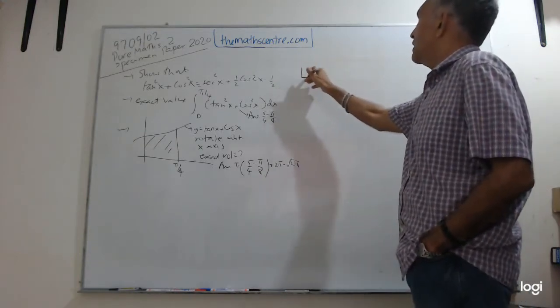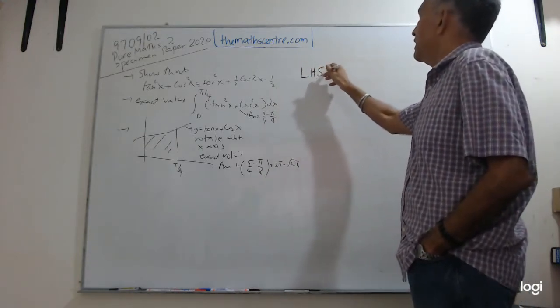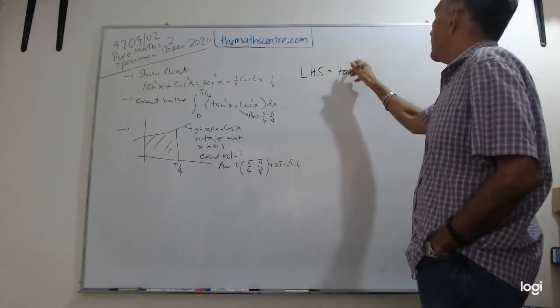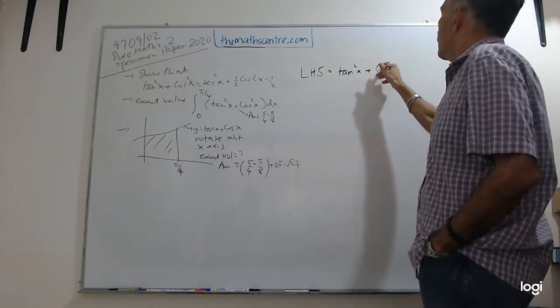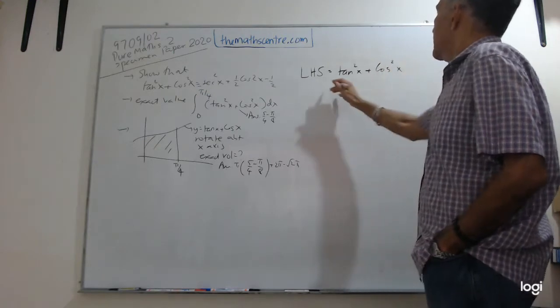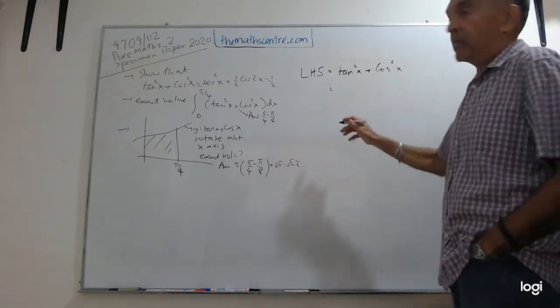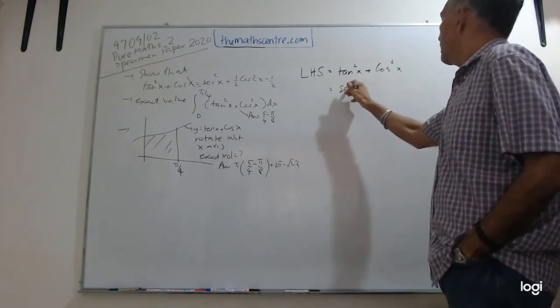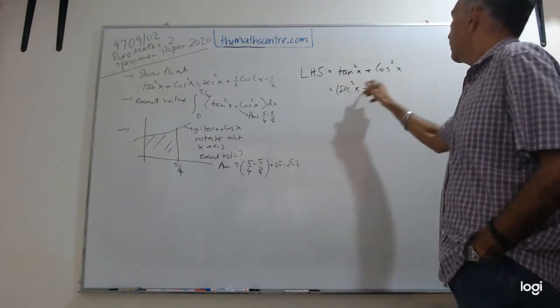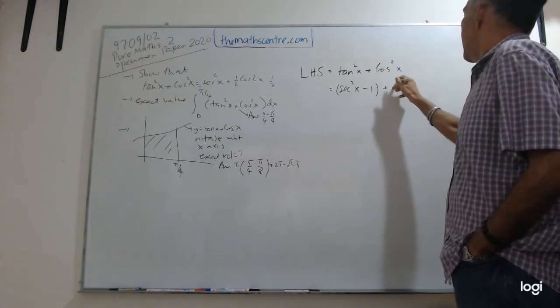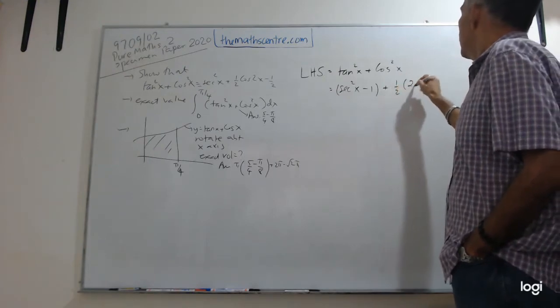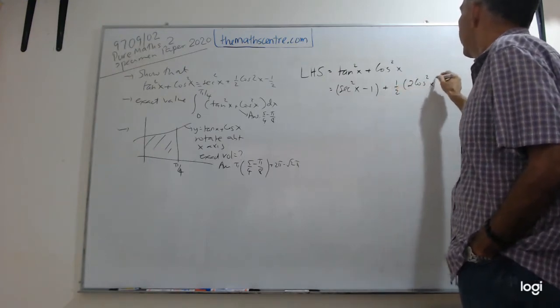So let me start. My left hand side is tangent squared x plus cos squared x. And you know the tangent squared x will be secant squared x minus 1. Let me write this as half of 2 cos squared x.